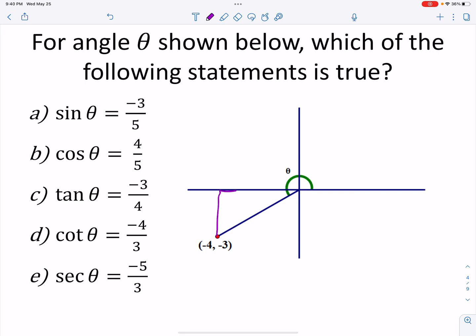Okay, so if I do this, I know this is -4, this is -3, and this is 5. So the sine is -3/5. I do believe this was the one I stole, because the cosine would be -4/5, so this is wrong. The tangent would be a negative over a negative, so that's a positive. The cotangent would still be positive, and secant is the flip of the cosine, so that would be -5/4 because the cosine is the 4. So A is the correct one.